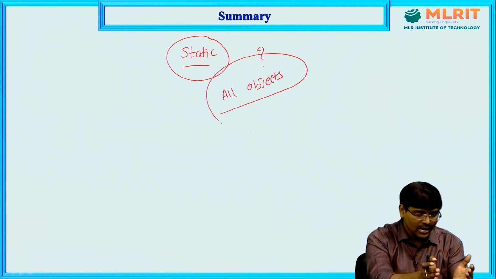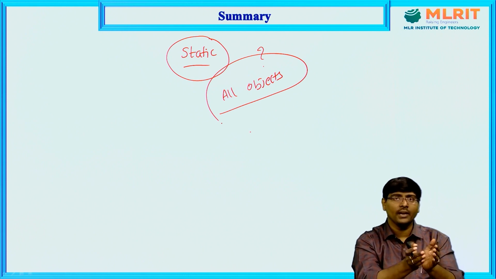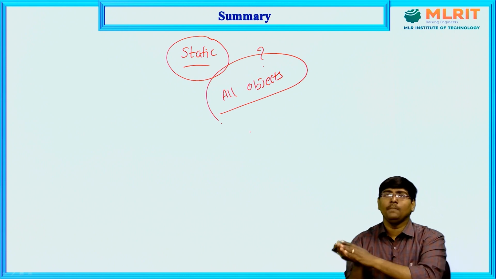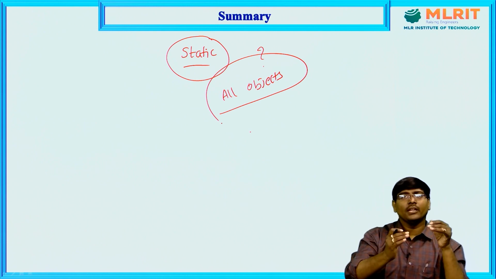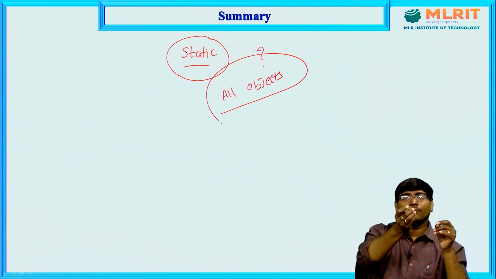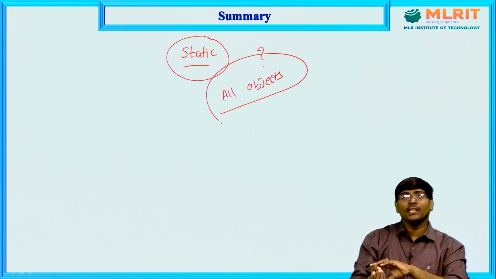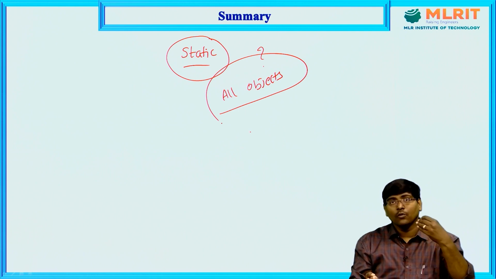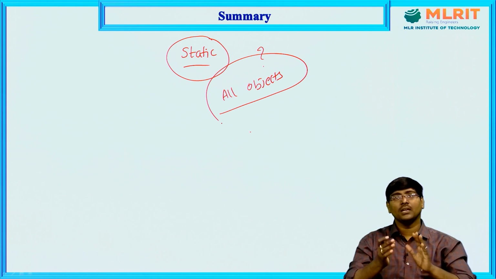Based on the static, variables are divided, methods are categorized, and then blocks are categorized. In the next session, we will discuss the variation of methods, and then we will move to the execution flow with an example program. That's the end of today's session.